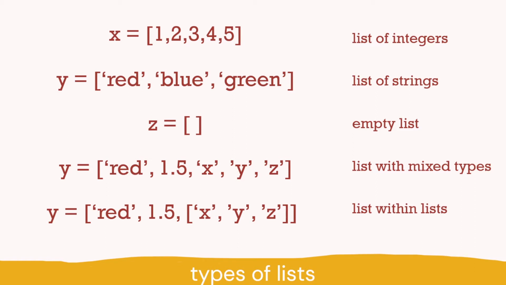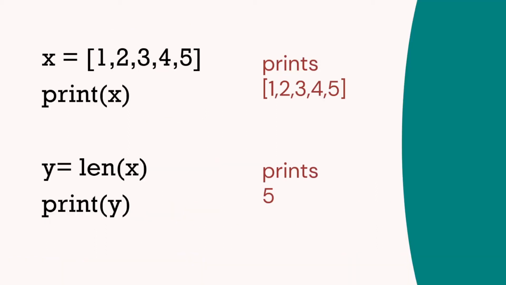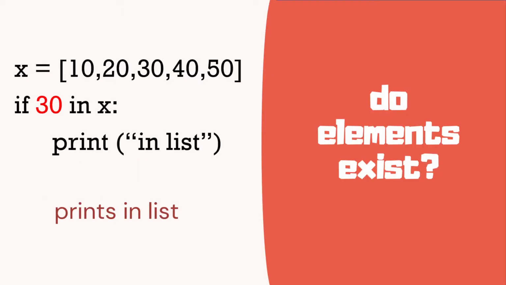An empty list we can create just using these square brackets. We can also use different types inside the list, so the elements are of different types. Finally, we can put lists inside lists. So those are lists. We can print a list and we can print the length using len. Here we've got a list 10, 20, 30, 40, 50. We can check to see if an element is inside that. So here we've selected 30. Is 30 in the list called x? Yes, it is. So it's going to print in list.